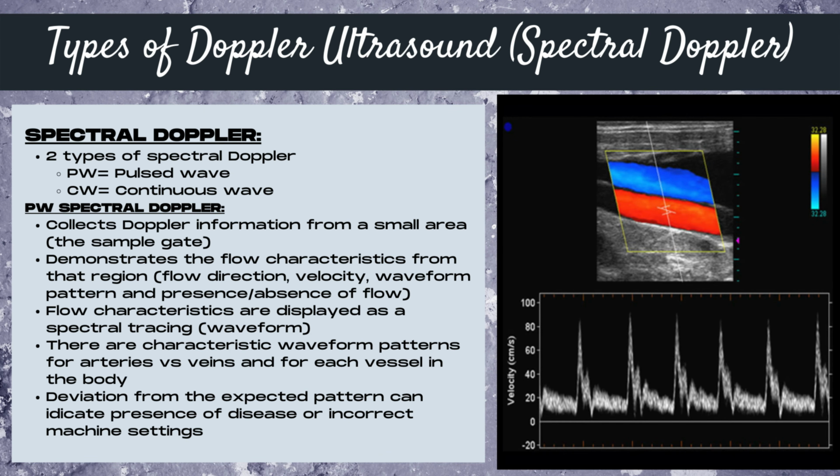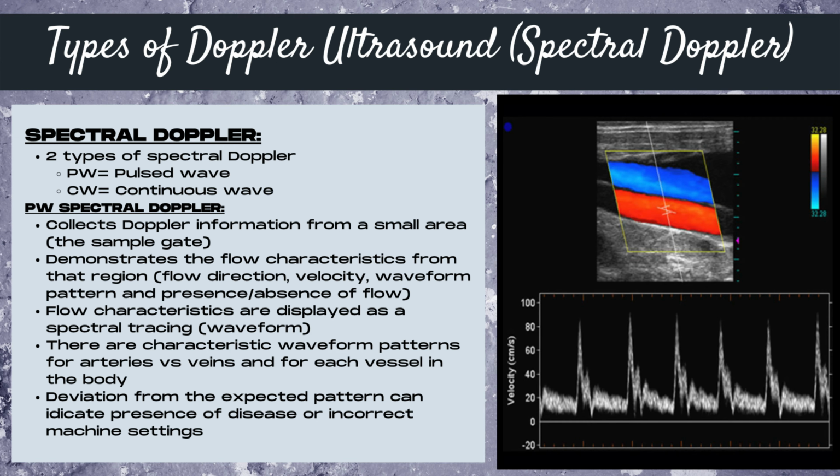The next type of Doppler is spectral Doppler, and there's two types of spectral Doppler. You have PW, which is pulsed wave spectral Doppler, and CW, which is continuous wave spectral Doppler. First, let's explore pulsed wave spectral Doppler, and this is the primary type of Doppler that's used in ultrasound imaging. And this collects Doppler information from a small area, which is known as the sample gate, and demonstrates the flow characteristics from that small region.